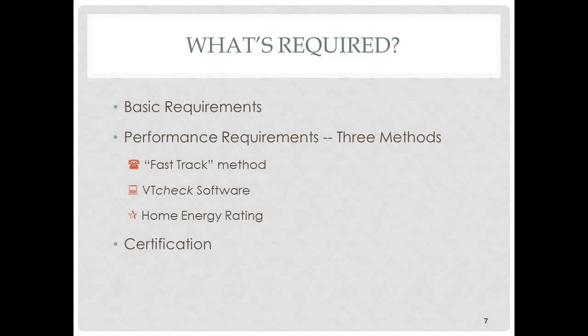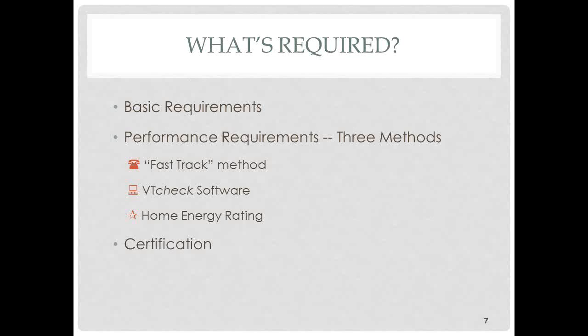So again, what a builder needs to do is to choose one of these 3 methods for demonstrating that they meet the overall performance requirement. The third thing a builder has to do is a certification. Our code is a self-certification code, which means that, again, you're not going to have any inspectors coming out to your building to inspect for residential energy code compliance. It's the builder's responsibility to determine whether the house meets the code and to sign a certificate that says that it does. So we'll cover the certification at the end.